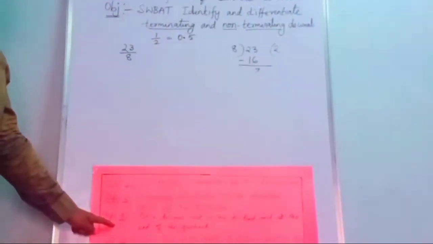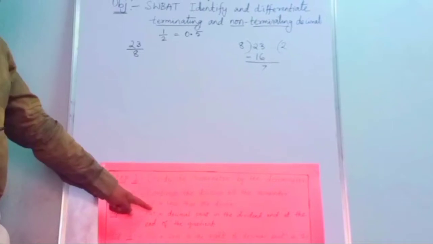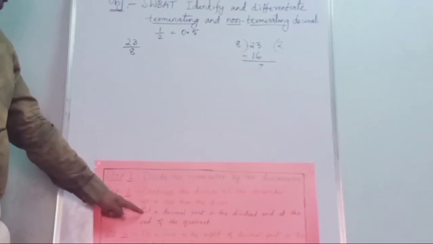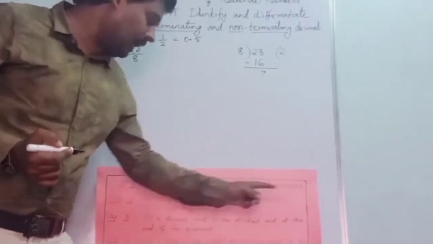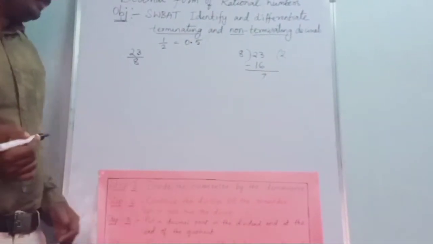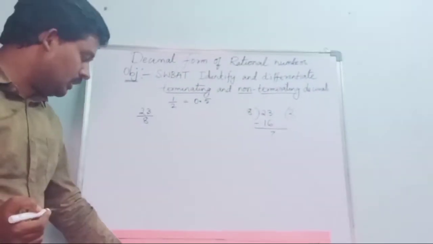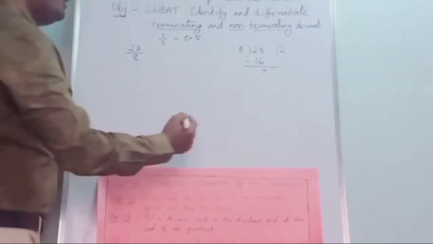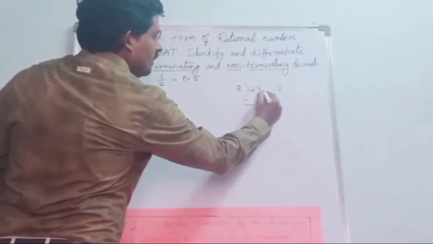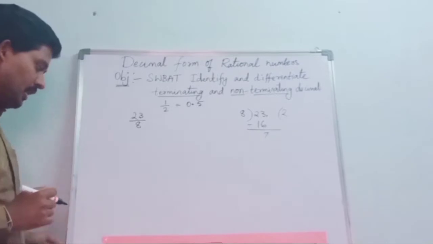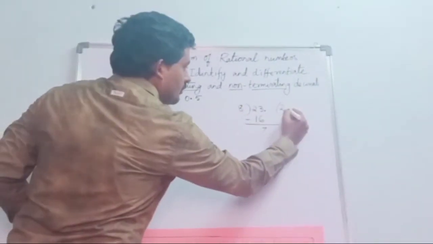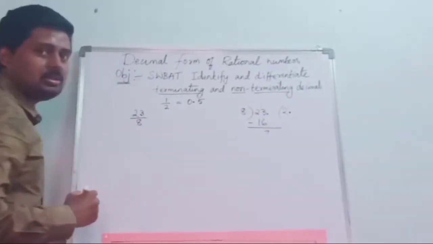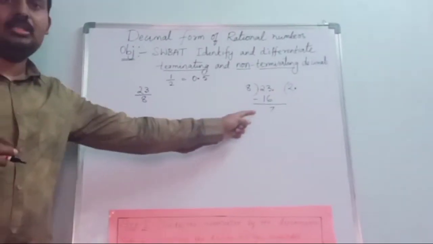Now go to step 3. What does it say? It says that put a decimal point in the dividend and at the end of the quotient. So we'll try to do that. We'll put a decimal point in the dividend. As you know, this is the dividend. And at the end of the quotient, here also we should keep a decimal point in the quotient. That is step 3.